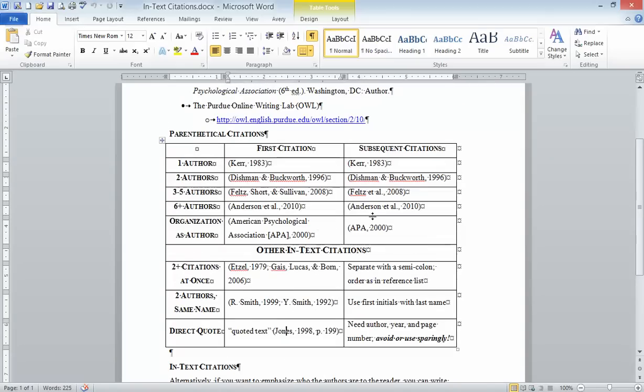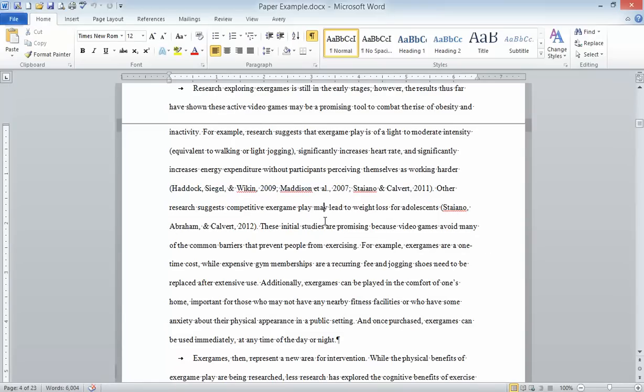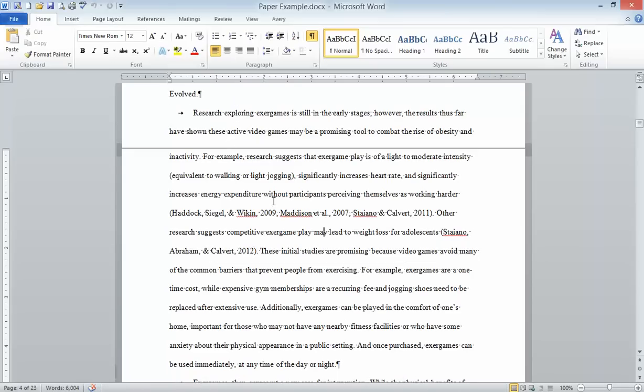Now, the reason we do all of this stuff is to give credit to the original authors. And if you don't give credit to the original authors, that's called plagiarism. So at its most basic, plagiarism is using other people's ideas or words without giving them credit. So if you look at, again, the example of the paper that I've written here, these couple sentences talk about how exergame play is about a light to moderate intensity, increases heart rate and energy expenditure, and these are the studies from which I found that information. So I'm going to give them credit because that's not work that I did, that's work that they did.